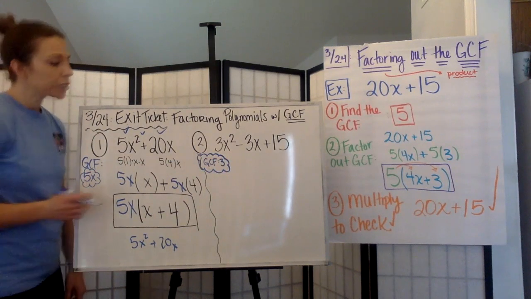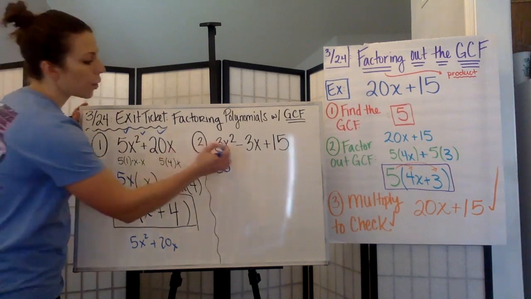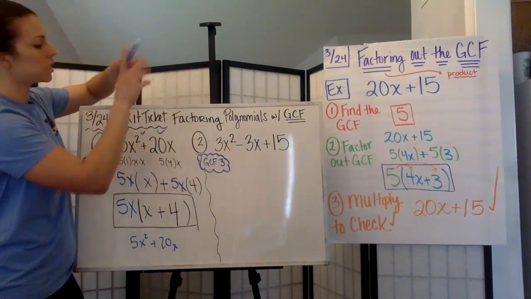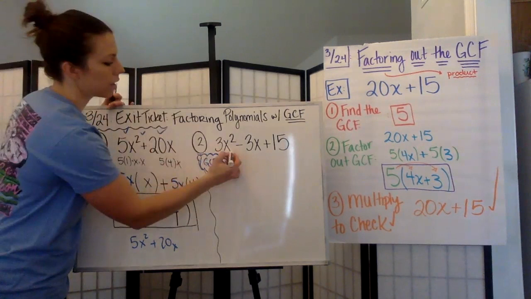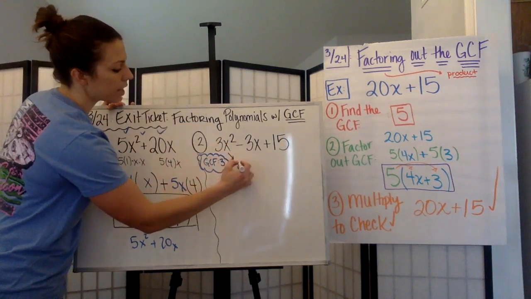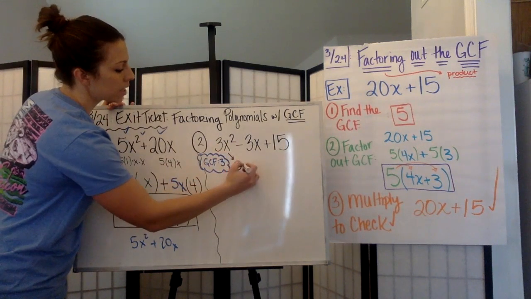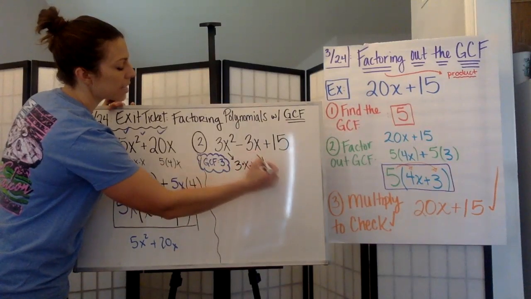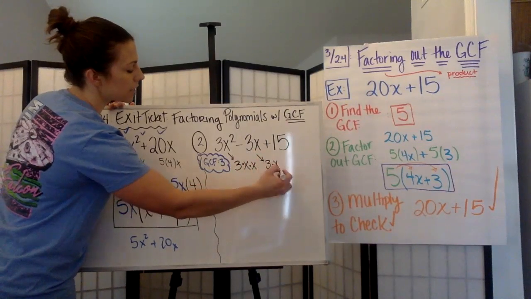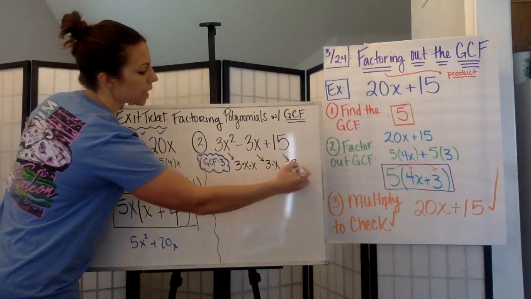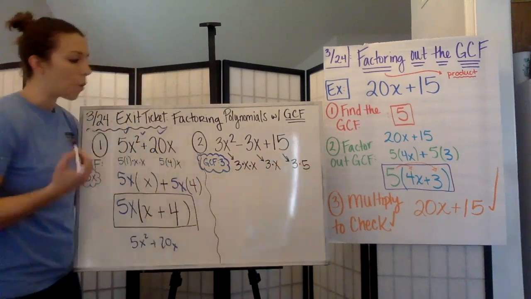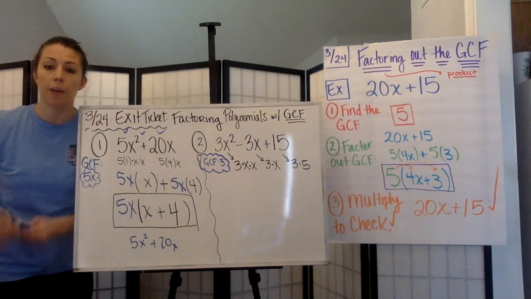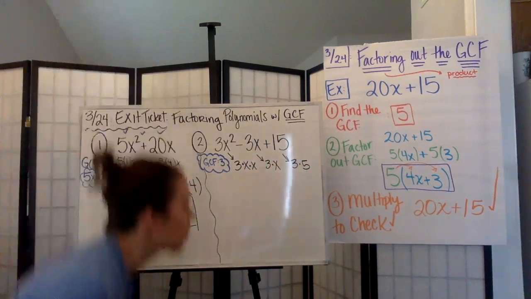Step 2, let's factor out the GCF. So if I write these as products using the GCF, 3x squared is just 3 times x times x. 3x is just 3 times x. And 15 is 3 times 5. Notice how the only thing all 3 terms have in common is 3. All right, here we go.